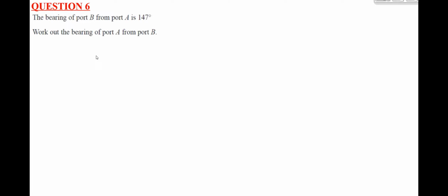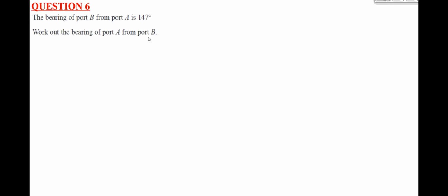Question 6, we're told the bearing of B from A is 147 degrees. Work out the bearing of port A from port B. If you notice here, the question, we're talking still about port A and port B, but now the order of where we're taking the bearing from is just switched. So if we're told from B to A, and we need to know the bearing of A to B, same places but just switched around, there's a really useful law of bearings which I'm going to show you now.